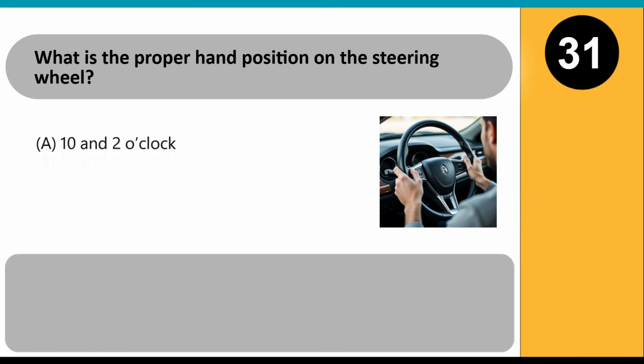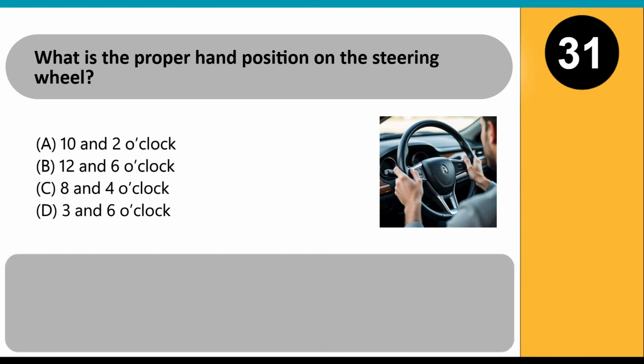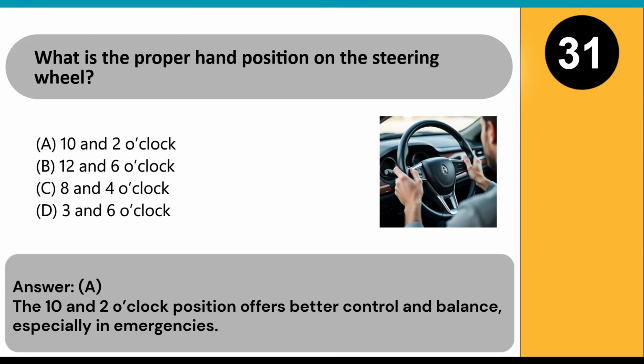What is the proper hand position on the steering wheel? A. 10 and 2 o'clock. B. 12 and 6 o'clock. C. 8 and 4 o'clock. D. 3 and 6 o'clock. Answer: A. The 10 and 2 o'clock position offers better control and balance, especially in emergencies.